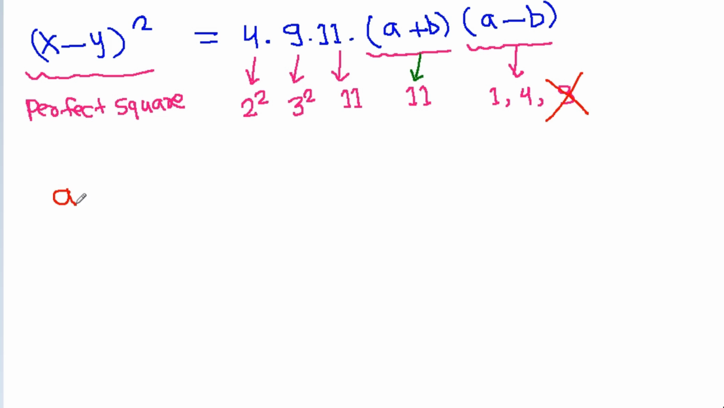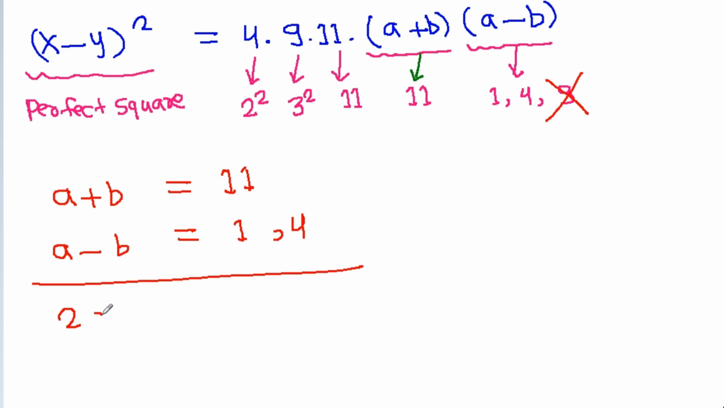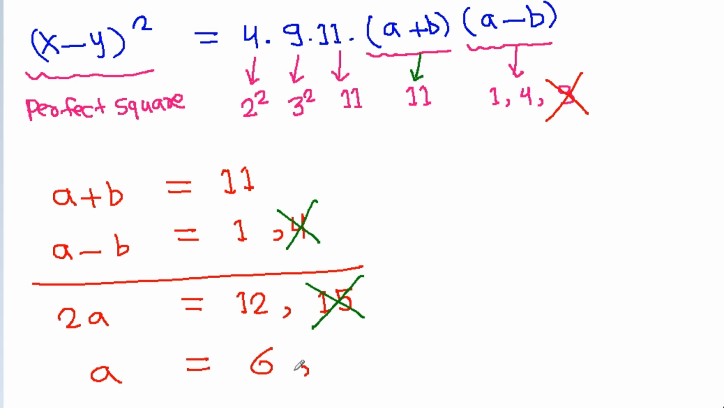So we get A plus B is equal to 11 and A minus B is equal to 1 or 4. Now if we add both equations, then we get 2A is equal to 11 plus 1, which is 12, and 11 plus 4, which is 15. And since A is an integer, 2A cannot be equal to 15. So A minus B is not equal to 4. So we get A is equal to 12 by 2, that is 6. And from equation 1, we can get B is equal to 5.